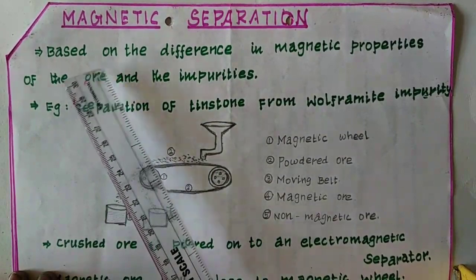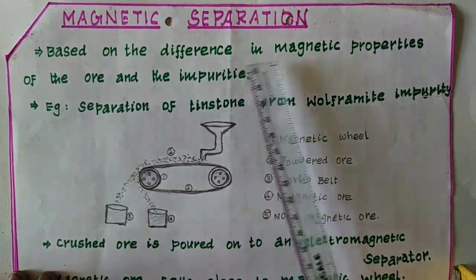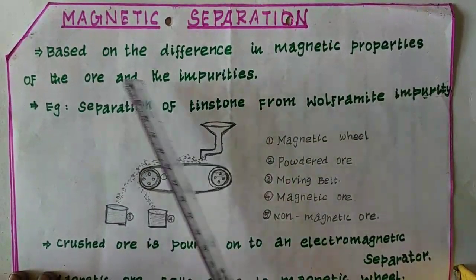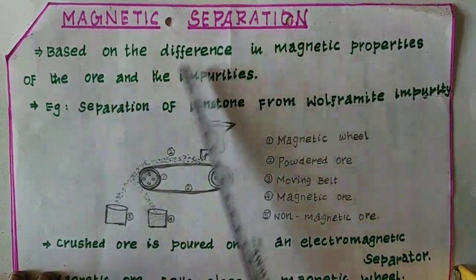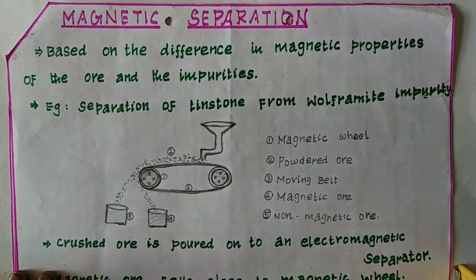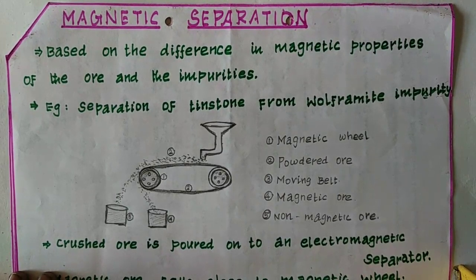This method is based on the differences in magnetic properties of the ore and the impurities. Or simply we can say the ore is magnetic and the impurities are non-magnetic. So that is the essential condition for an ore to be concentrated using the magnetic separation process. Is it clear? What is the condition? The ore must be magnetic, whereas the impurities must be non-magnetic.